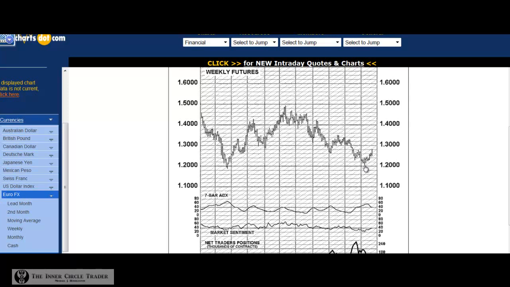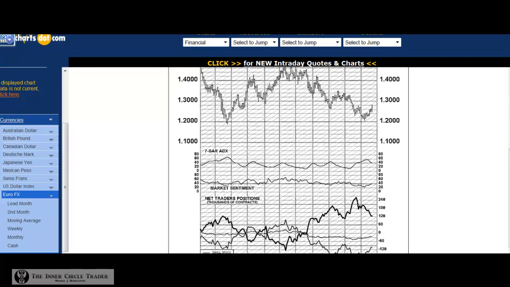I knew that it went there. I forgot exactly what the low was, but we're going to take a look at it in a moment. But as price swung down here, okay, look at what was going on with the commercials. Here's their ridiculously net long position.